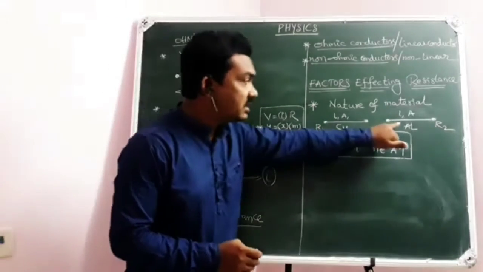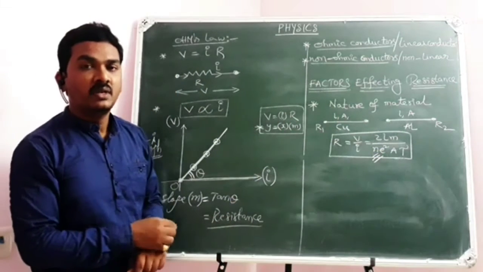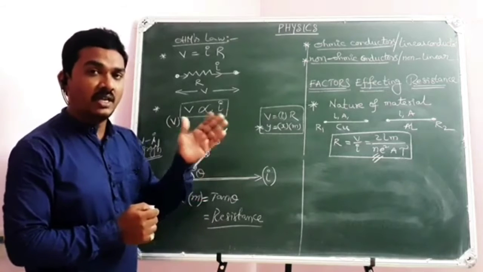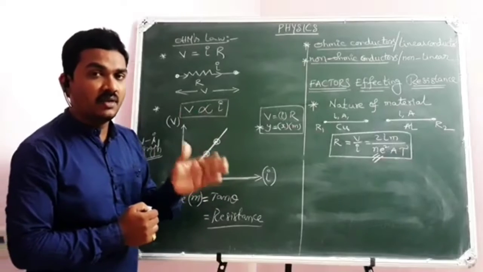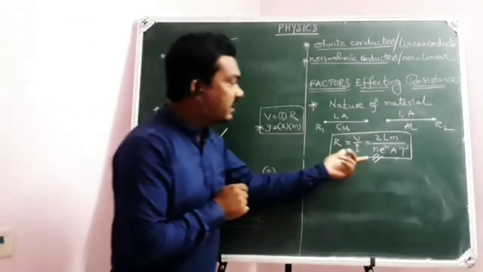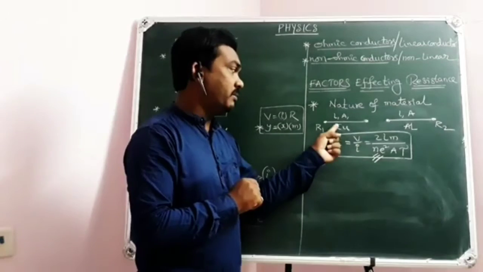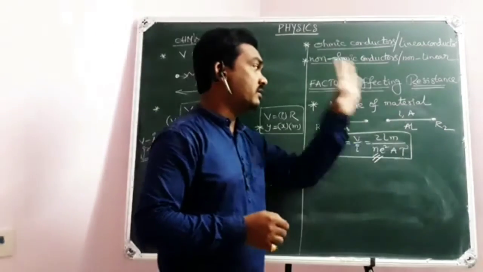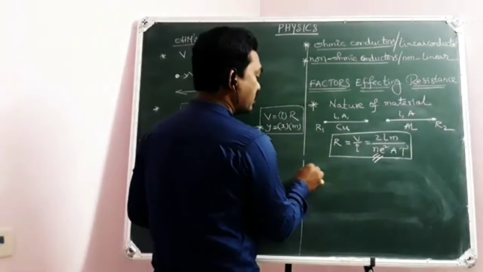But as the material is different, the number of electrons per unit volume will be different. Small n, the number of electrons per unit volume, is the same n we have used in the equation I equal to nAeVd, with drift velocity. So this mathematical equation proves that the resistance of a conductor changes with the material, since the number of electrons per unit volume will be different for different materials. Remember this.